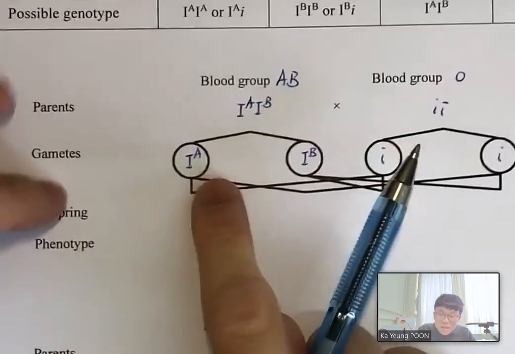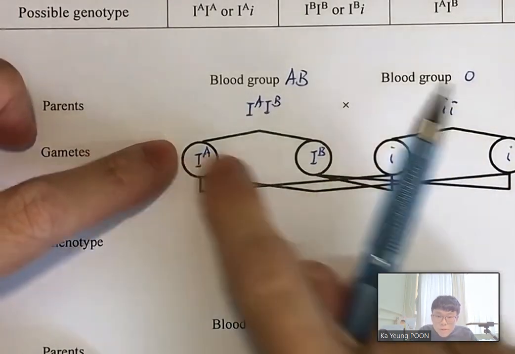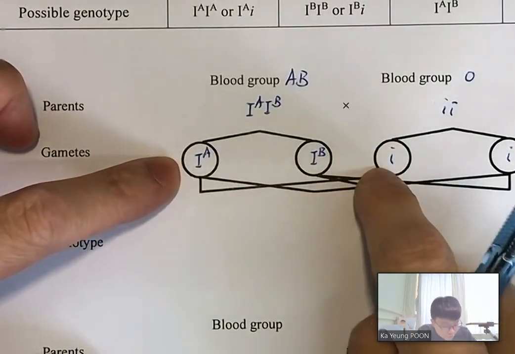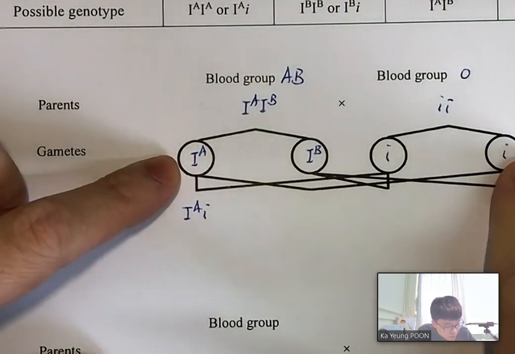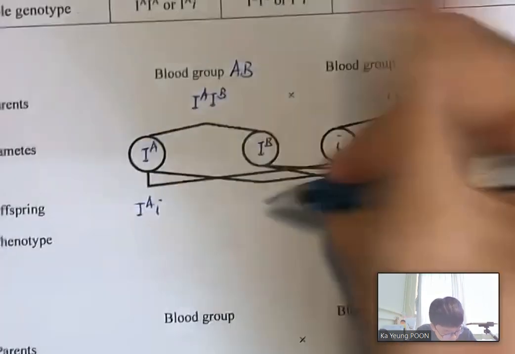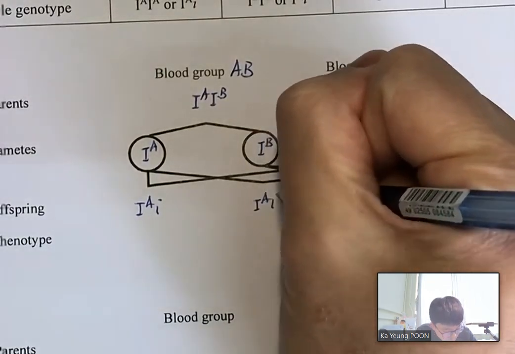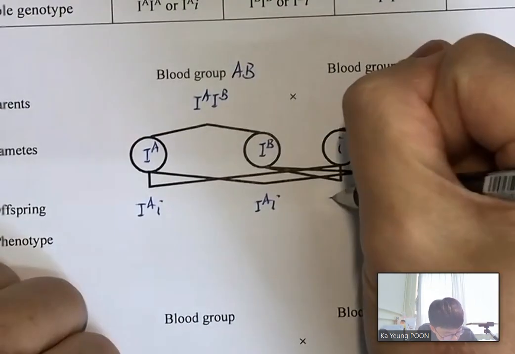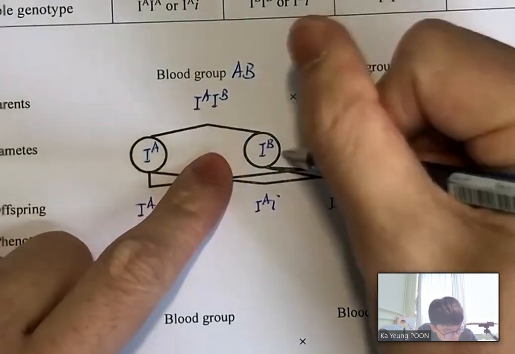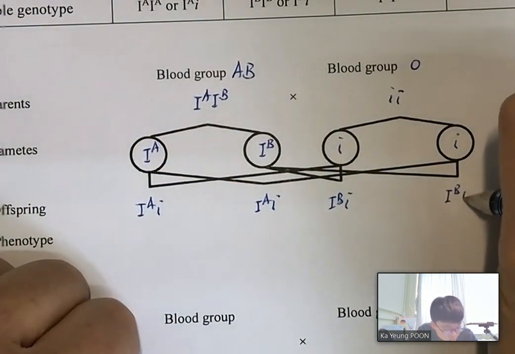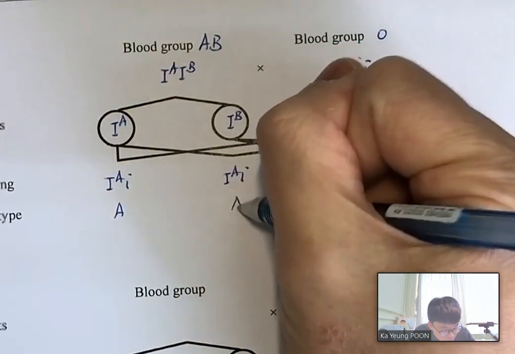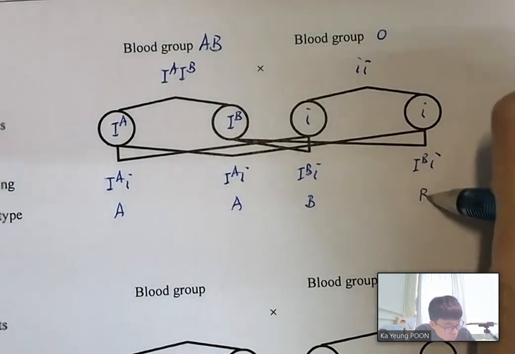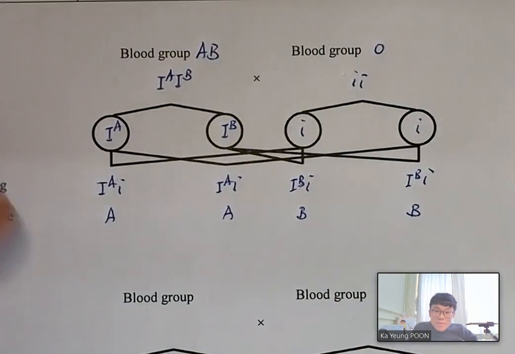Based on that, the offspring could be big IA small i, big IA small i again, and big IB small i and big IB small i. Look, it could only be blood group A, A, B, and B. And all of them are heterozygous actually.